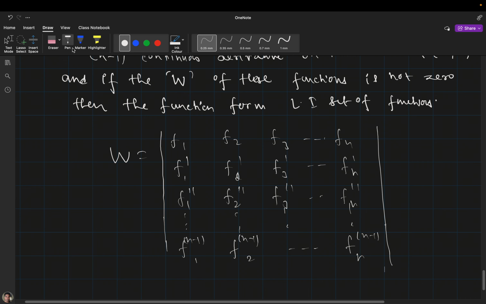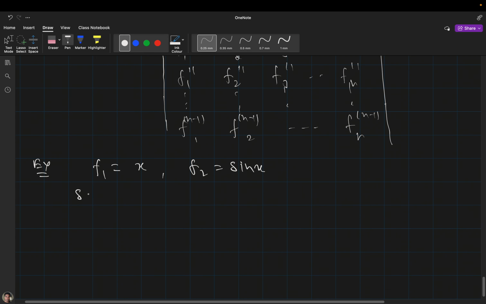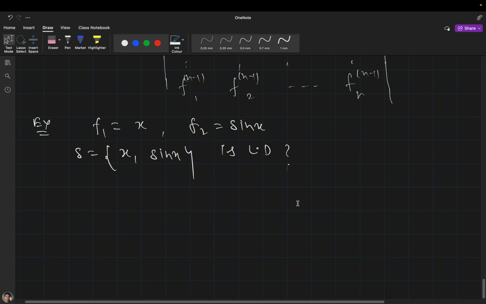Okay, so let's take an example. Suppose f1 equals x and f2 equals sin x. Now someone is asking whether the set x and sin x is linearly dependent or not. Check it. So what will I do?